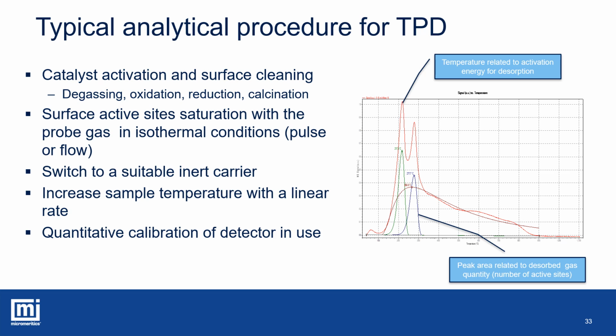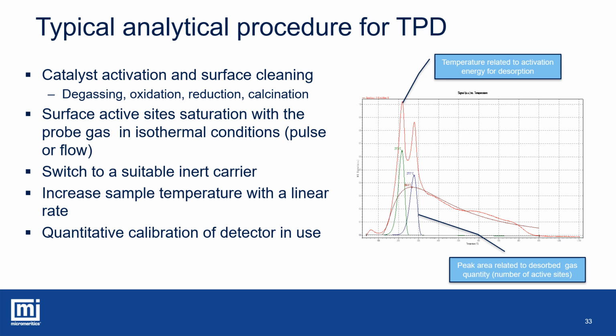Once the saturation is over, the probe gas in excess is removed by flowing an inert gas, taking off also the reversible chemisorbed gas. In case of used catalyst or when the catalyst precursors are still present, the sample preparation might be more complex. Finally, the sample is submitted to a constant rate temperature increase, and the desorption of the chemisorbed species takes place at the given temperatures. The carrier gas takes the molecules to the detector that can be a TCD, a mass spectrometer, or others. The desorption temperature is correlated to the activation energy of desorption, while the amount of desorbed gas is related to the number of active sites.